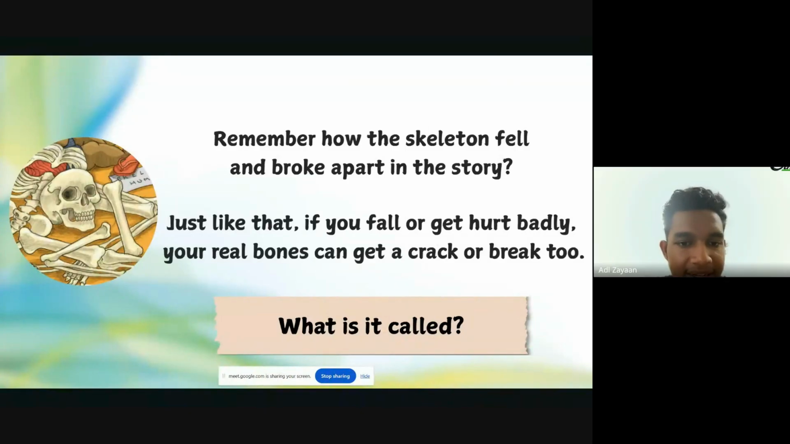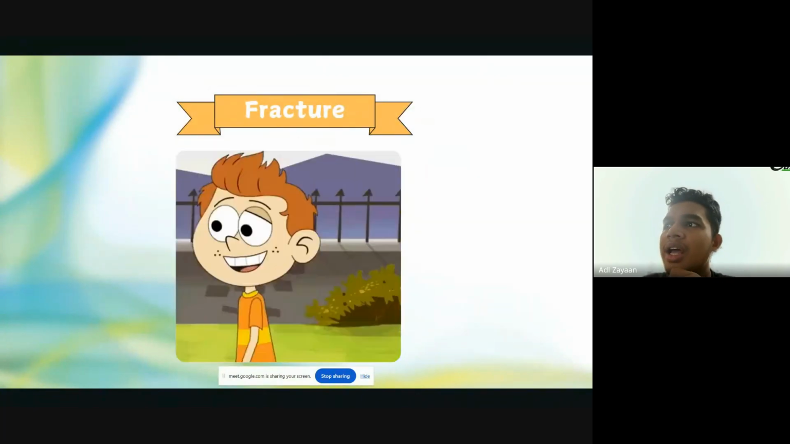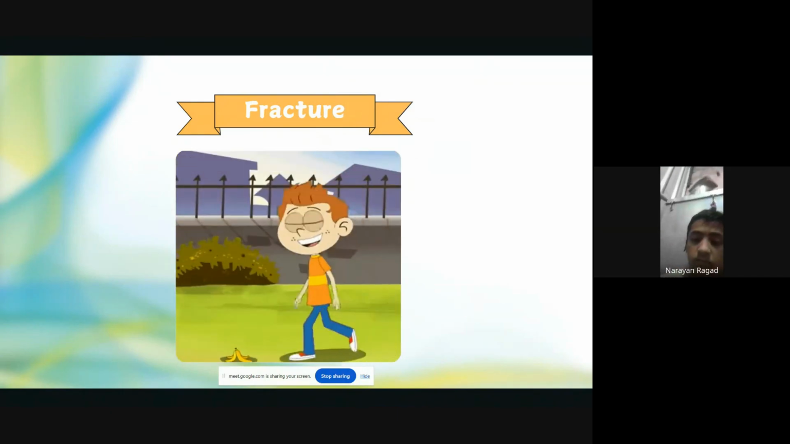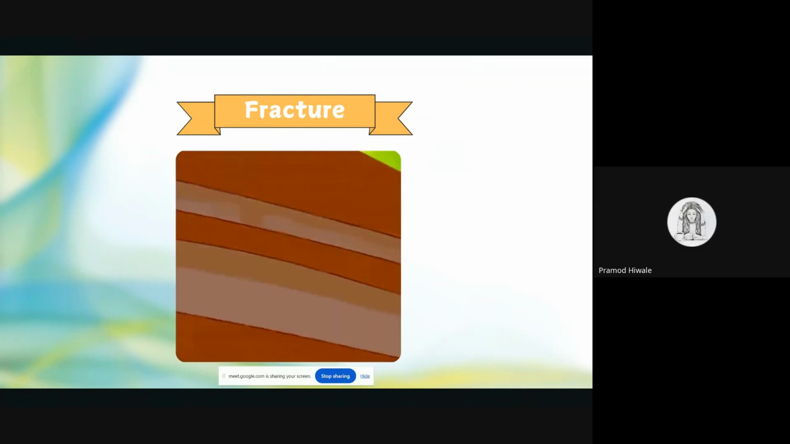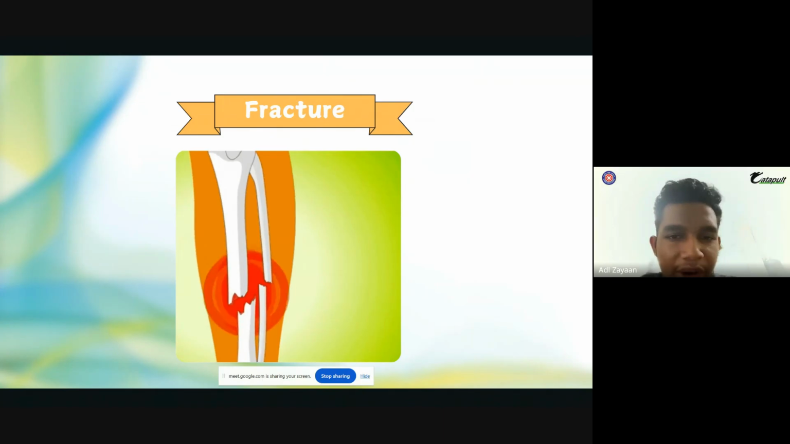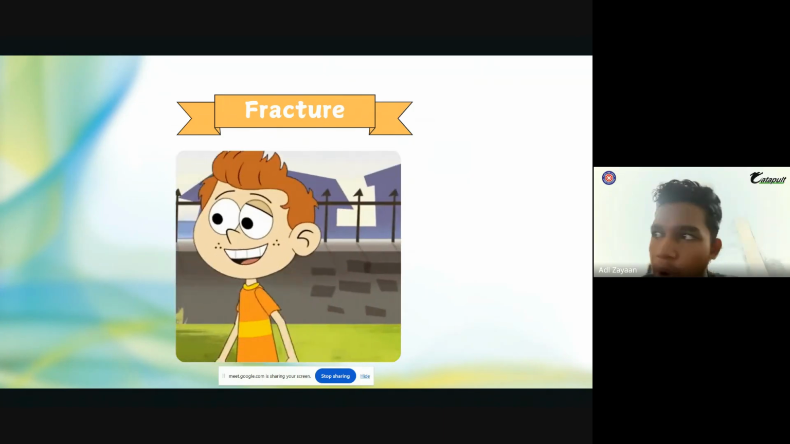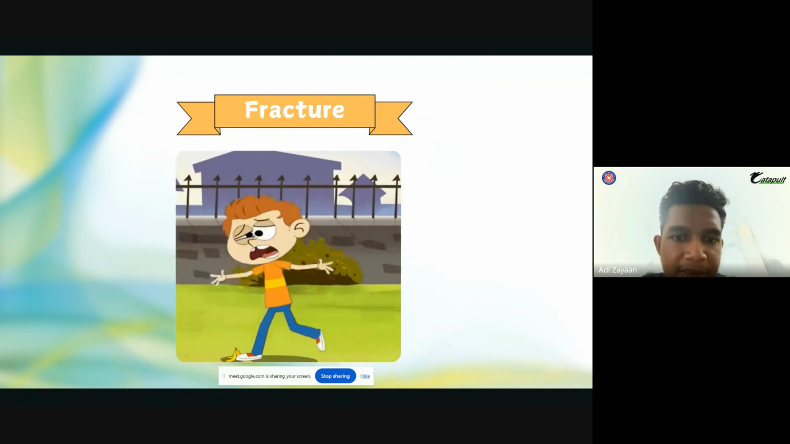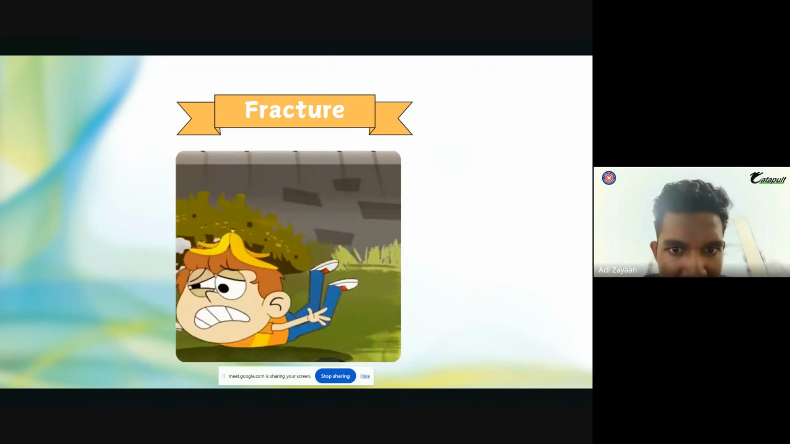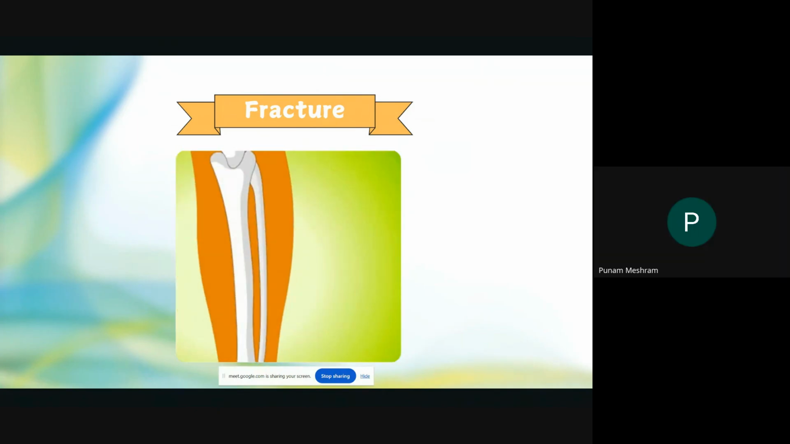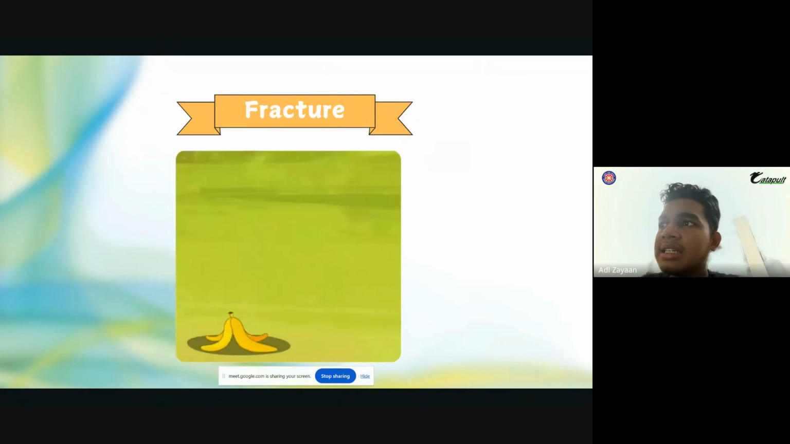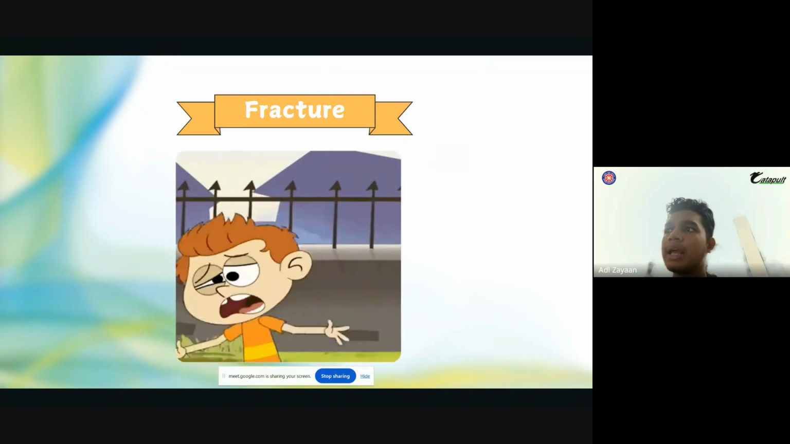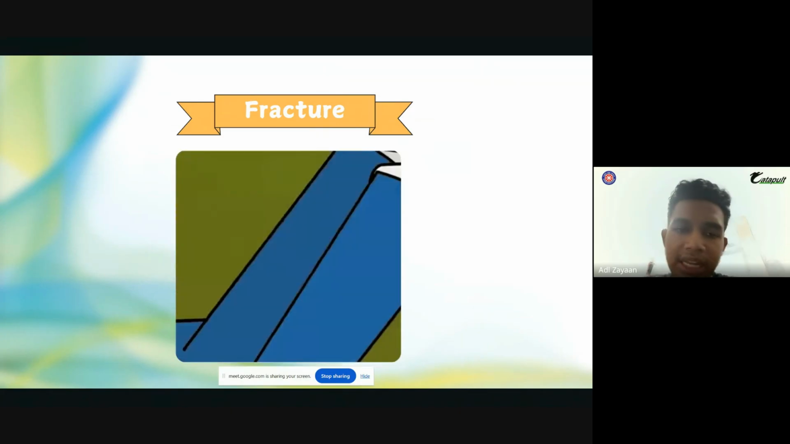Correct. Fracture is the correct answer. If you see the video, you can see that when the boy was walking, he slipped on a banana peel, I guess, and he fractured his bone. So if a bone gets broken, it is called fracturing of your bone.